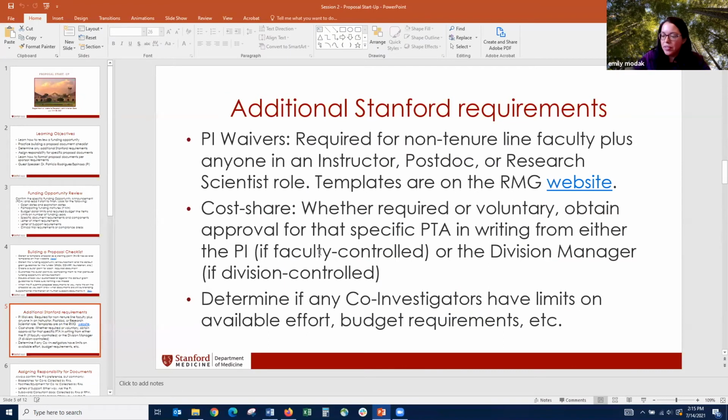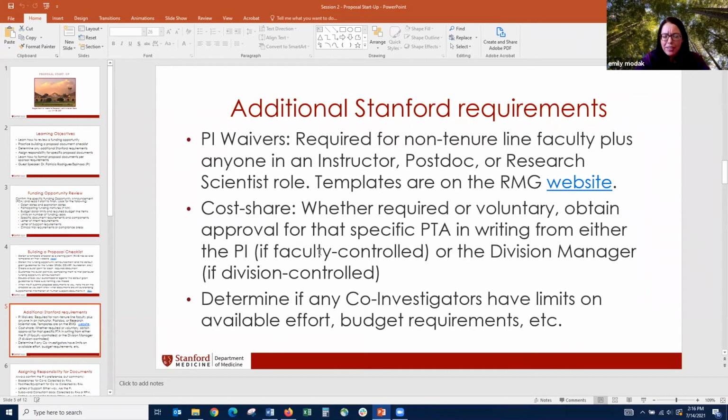Cost share, we don't want to voluntarily offer cost share, but if it is required, or if there's some reason your PI has that really needs to have cost share, then we have to get approval for a specific account to support that cost share at the university, because cost share is university funded rather than sponsor funded. So you need to get approval in writing, either from the PI if the PI controls the fund, or from the division manager if the division controls the fund, and you have to provide that to RMG. So it's good to get those arrangements going, start asking questions about how that cost share is going to be supported so you can get that to RMG.